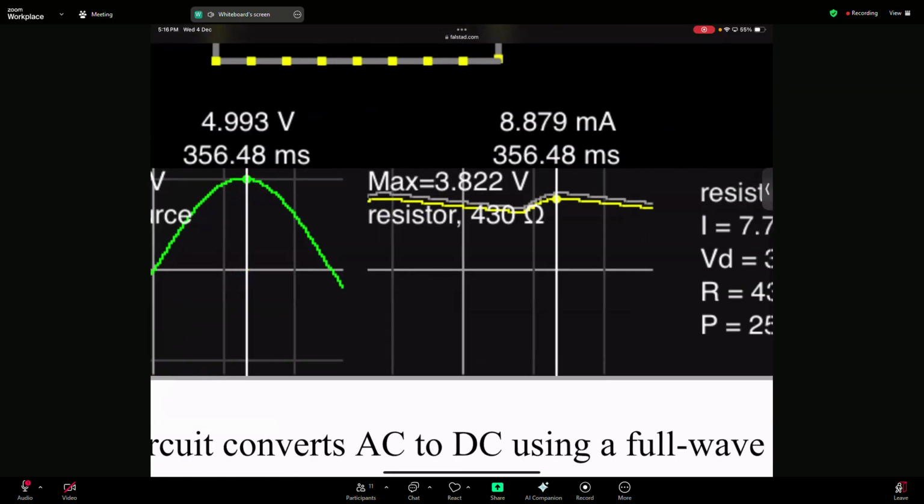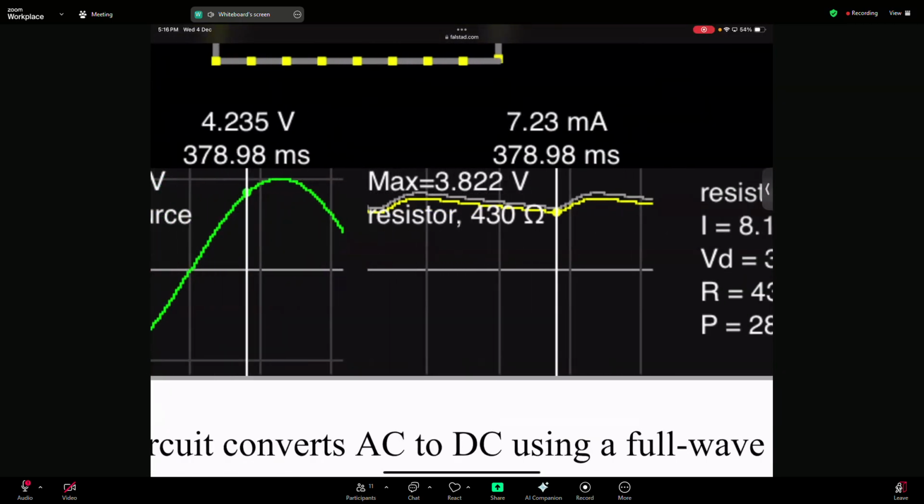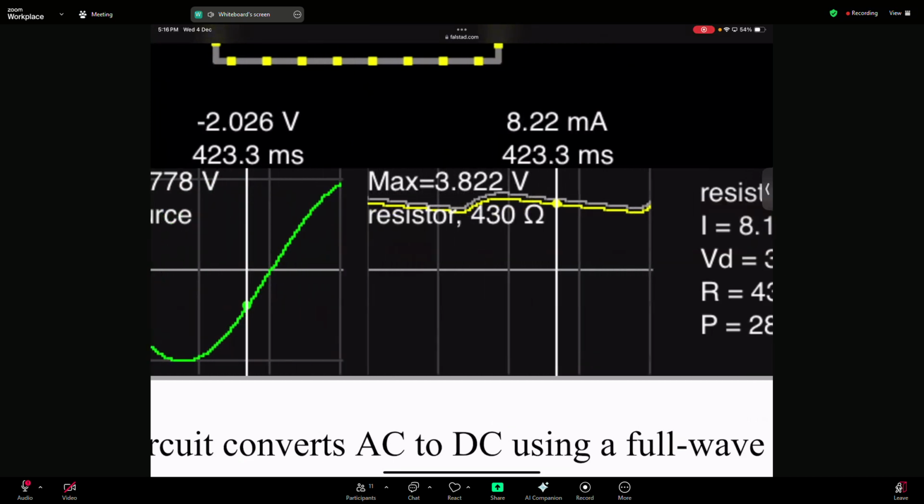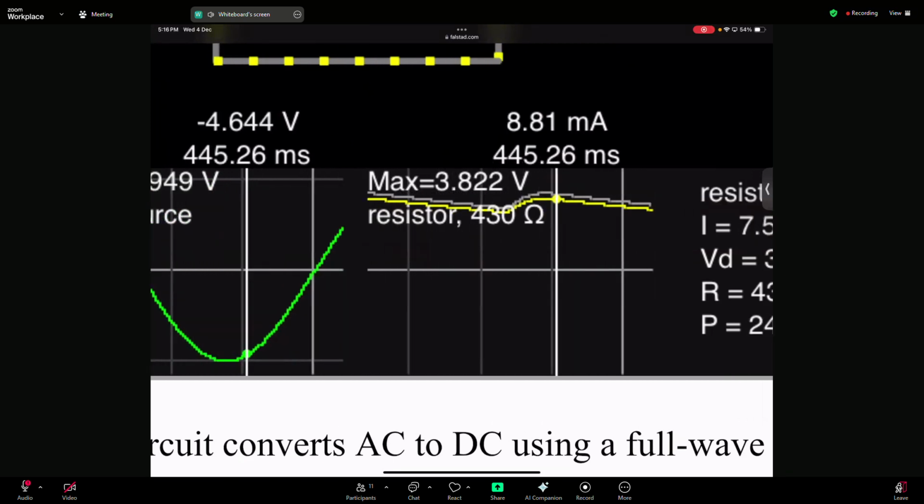Do you see how it looks like? Okay, so that's the rectified version. The fluctuations that you see there, that's basically the capacitor trying to go down. Who takes over later on?